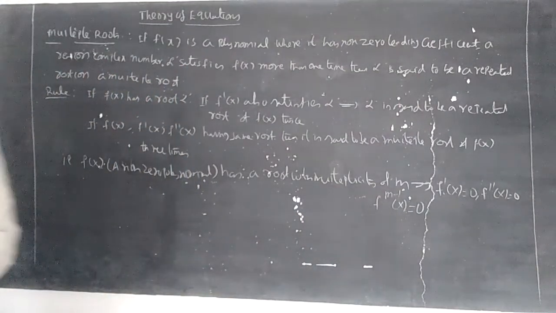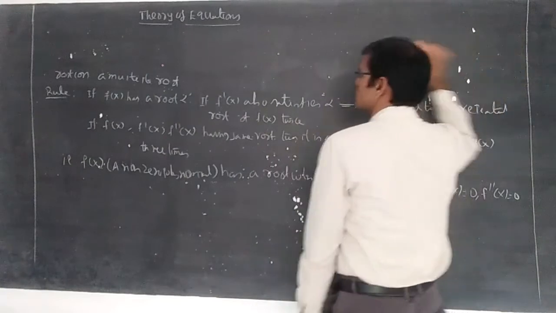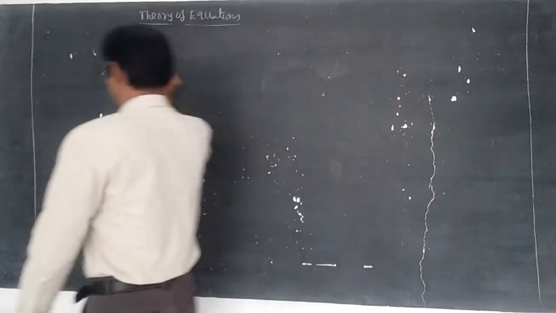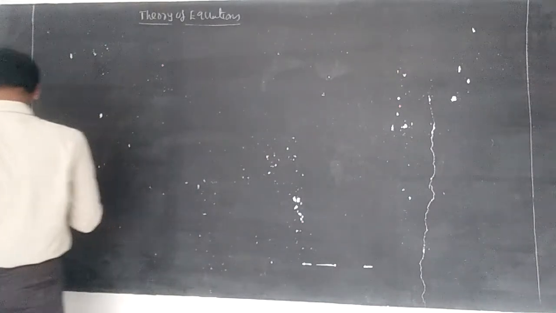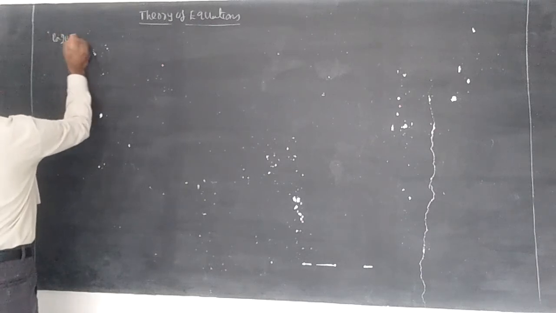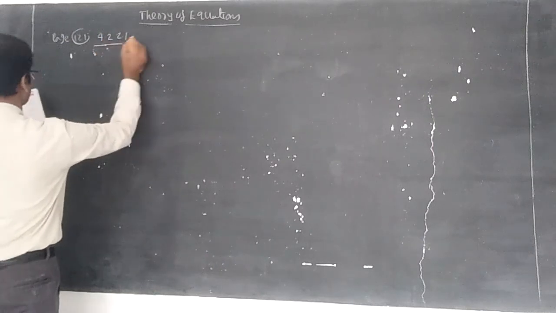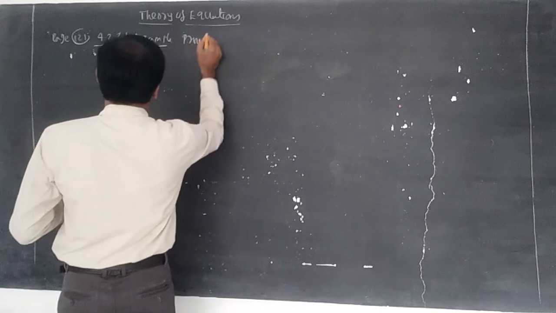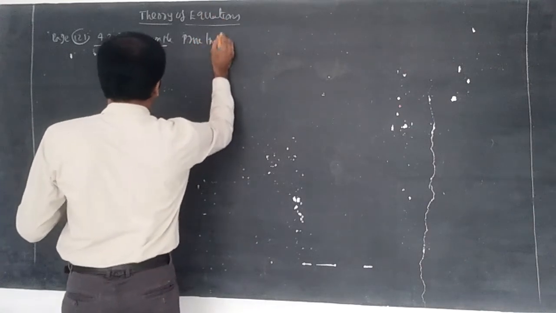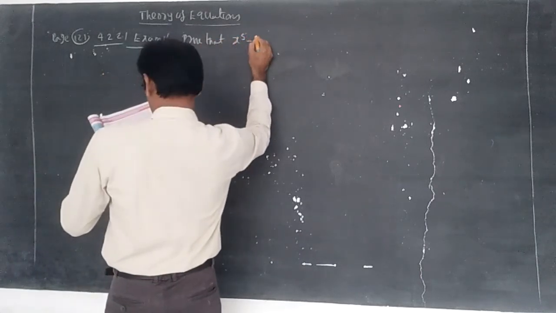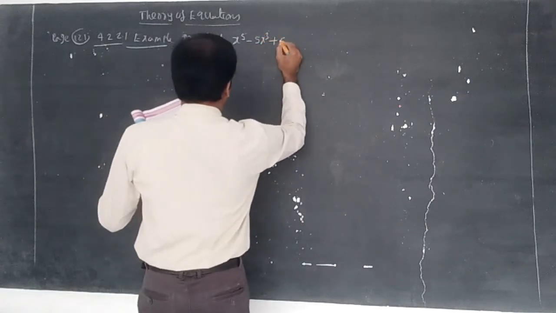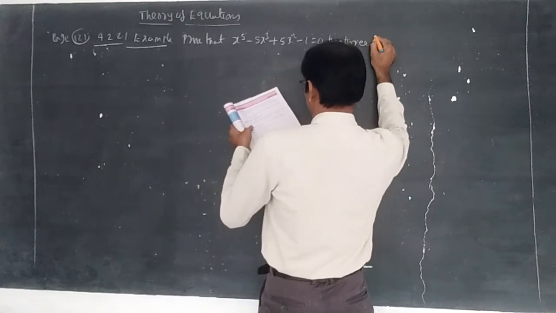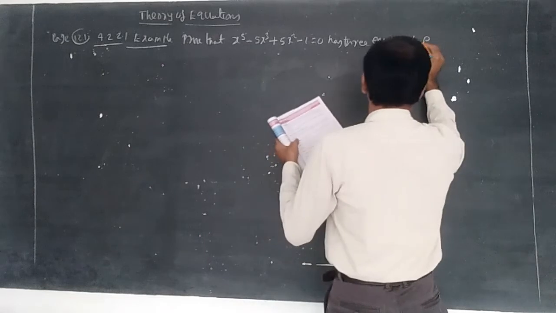Example 4.2.1, page number 121. Prove that x power 5 minus 5x cube plus 5x square minus 1 equal to 0 has 3 equal roots. Find this root.